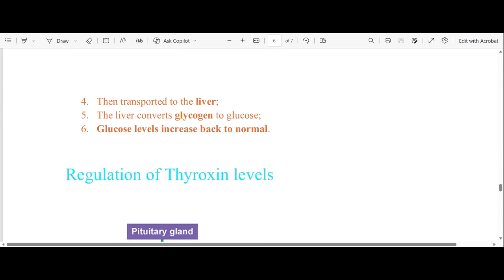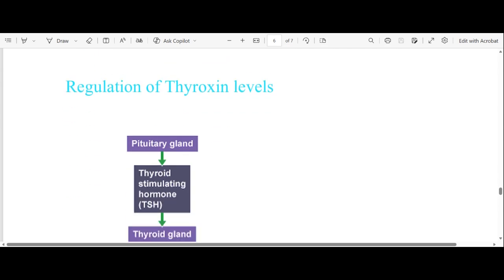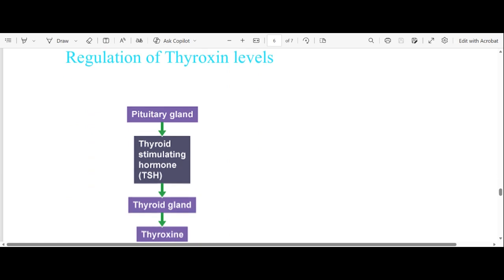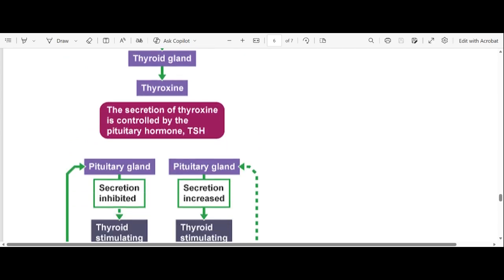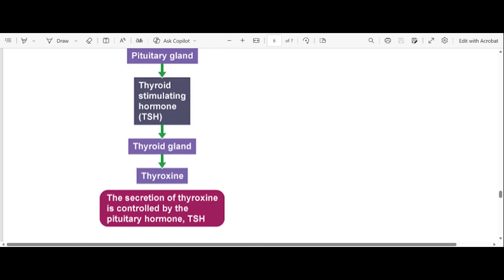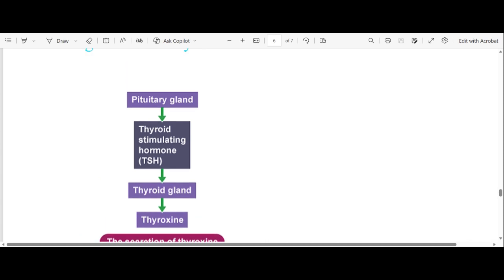Okay. Now let's go to regulating thyroxine levels in the body. So remember, thyroxine, in the last video, we said, what's the function of thyroxine? The function of thyroxine is that it controls metabolism in the body, and it's secreted by the thyroid gland. So what happens in the body? How does our body maintain a constant level of thyroxine?